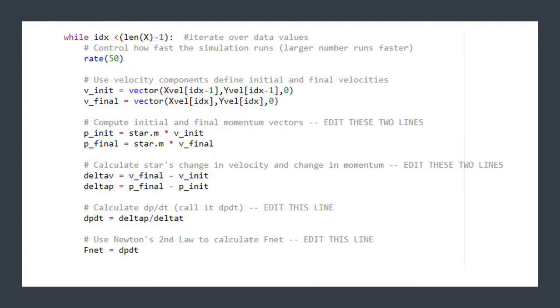This is the first section of our while loop, which we use to first find the initial and final velocities. Knowing that, we were able to calculate the initial and final momentums by multiplying the initial velocity times the mass of the star, and the same applies to the final. Then we calculated the change in velocity and the change in momentum using v final minus v initial and p final minus p initial. We calculated the change in momentum over change in time by dividing delta p by delta t. And finally, since we know that delta p over delta t equals F net, we could set that equal to it, as you see on the last line.